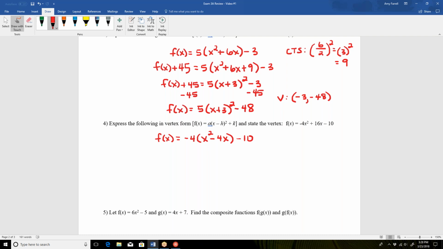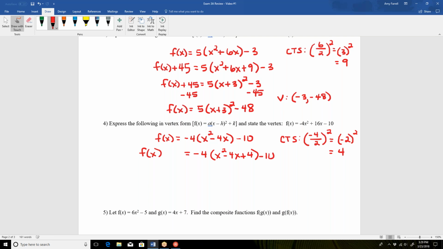Then we're going to complete the square just as we did in the previous problem. To complete the square, we take the coefficient of x, we divide by 2, square the result. So we have negative 2 squared, which is 4. I'm going to add 4 inside my parentheses. I'm also going to leave a little bit of room over here because I've got to make sure I do to the left side what I've done to the right side of the equation.